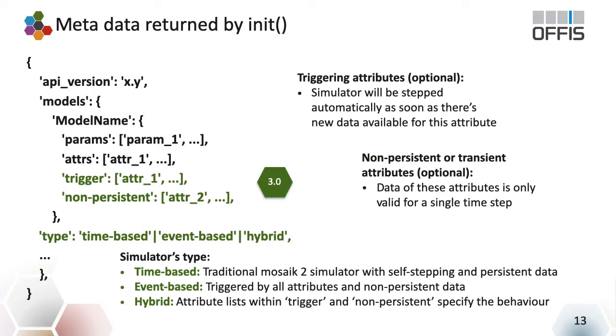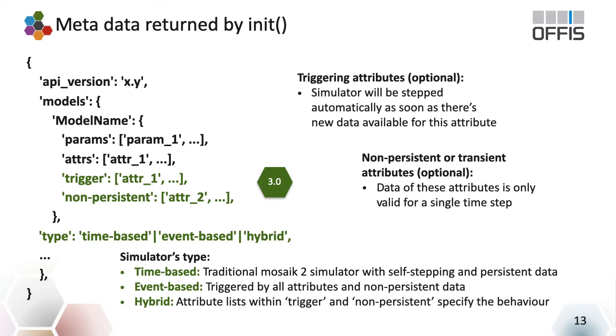So what are these changes in the metadata which is returned by init? Here you can see the dictionary of the simulator description. Everything in black here is already part of Mosaik 2. So if you have worked with Mosaik before, you might know this. There are the parameters to parameterize a simulator. There are these attributes, so the data that is reported back to Mosaik, or that is given by other simulators.